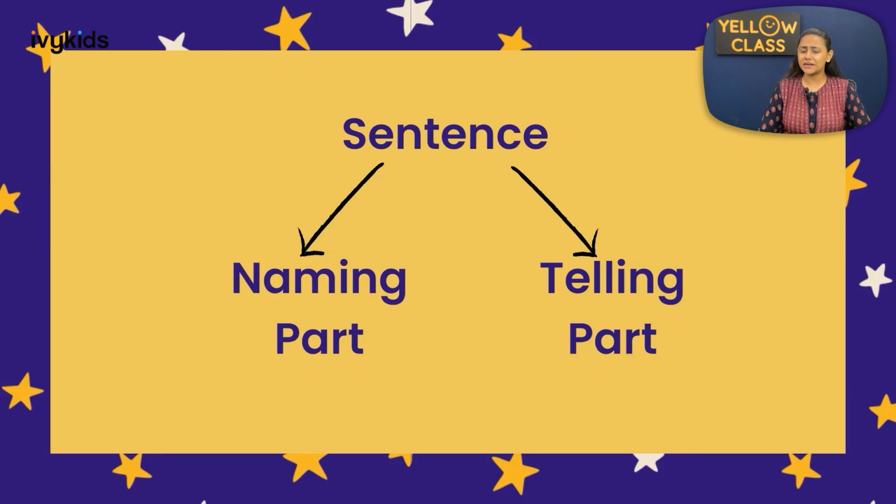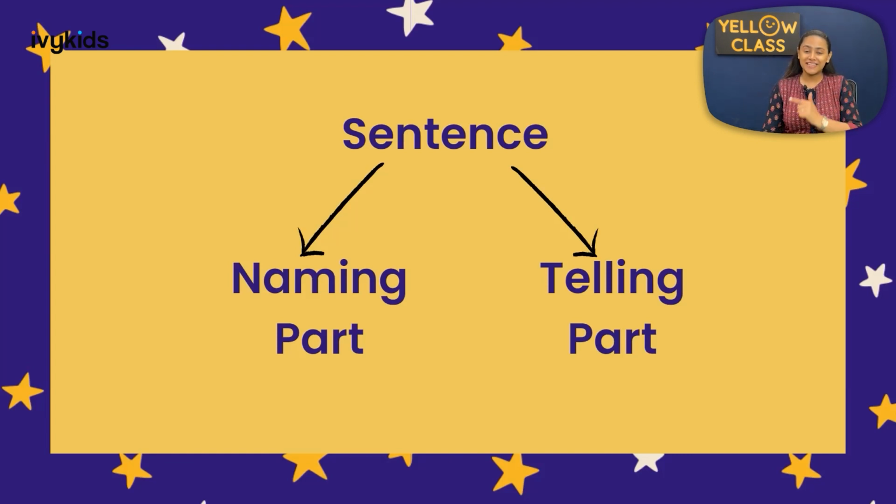Now you must be wondering, ma'am, so far you told us about subjects, you taught us SVA, but what is the naming part and telling part? We are actually learning the same thing, but we must know this part as well. Now the naming part tells us who or what the sentence is about. Okay?